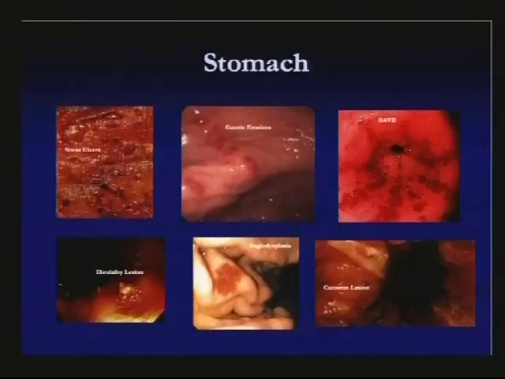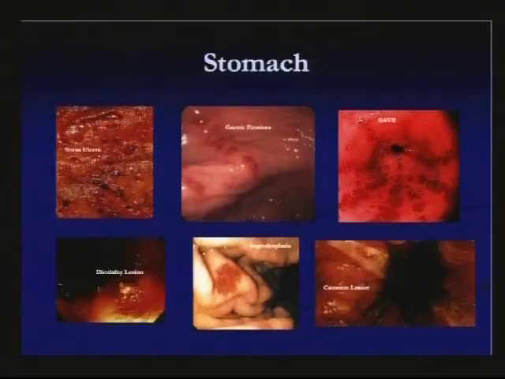Gastric erosions usually come in with anemia or positive fecal occult blood. GAVE, we see it very commonly in patients with renal failure, liver failure, cardiovascular disease, or with advanced age. Dieulafoy lesion, this is the elusive lesion, large caliber vessels that open closer to the mucosa. They can bleed like crazy and then disappear. Angiodysplasias, they look like spider webs.